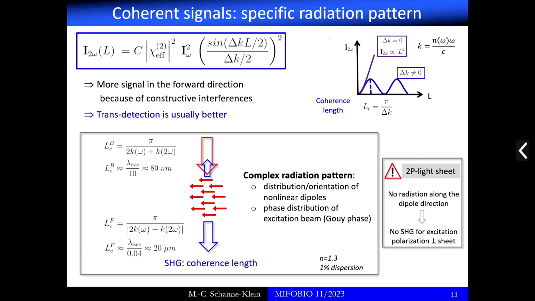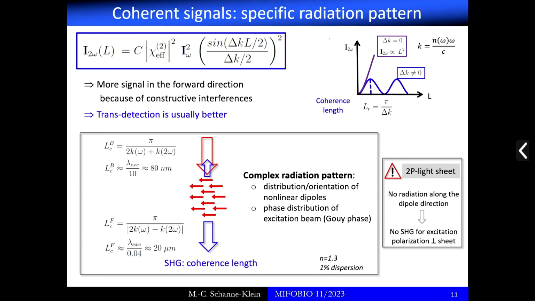While in the backward direction, there are destructive interferences between the signals, because if there is some dispersion of the refractive index, signals that appear here and here do not have exactly the same phase travel due to index dispersion. So we have very small coherence lengths. Practically there is more signal in the forward direction, so usually transdetection is better. It's not always the case. For example, for very small signals, for very small collagen fibers, the forward and backward directions are typically the same.